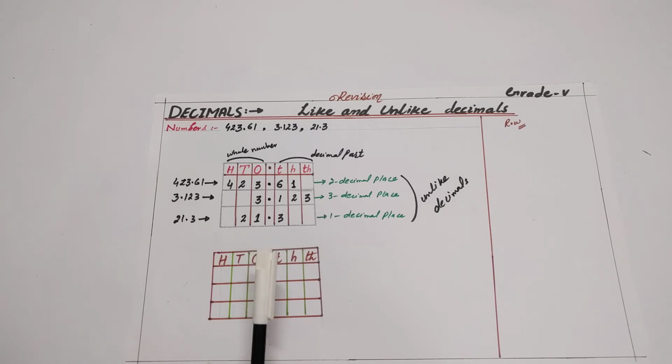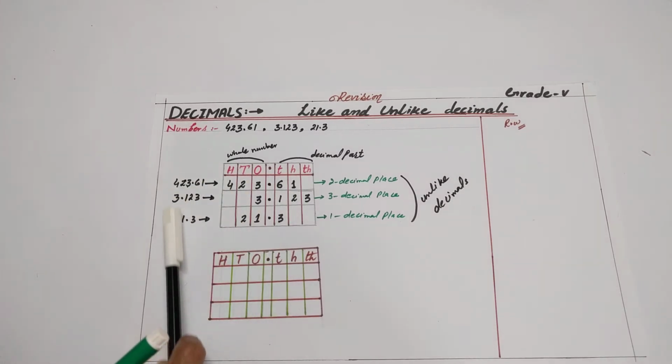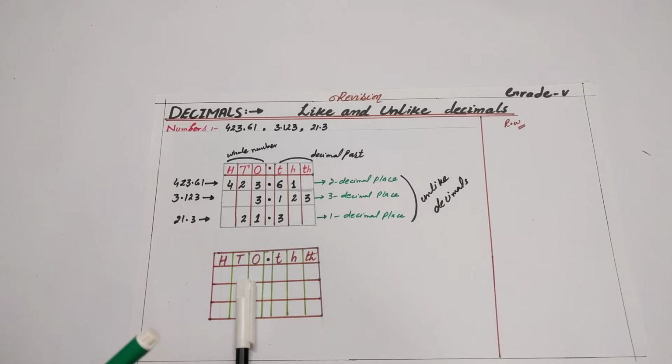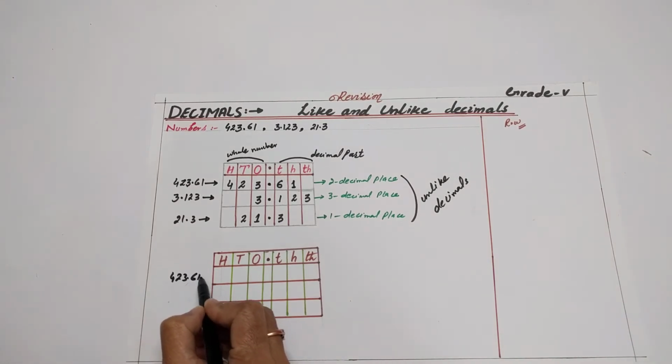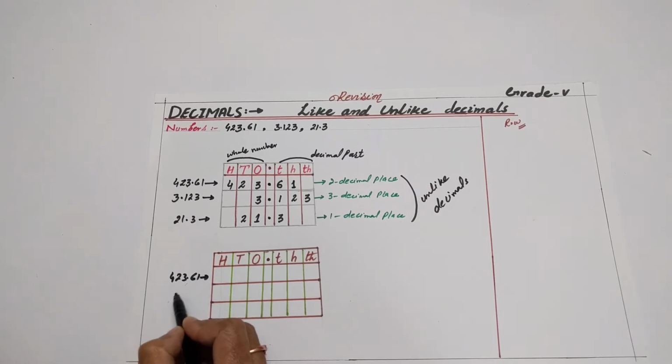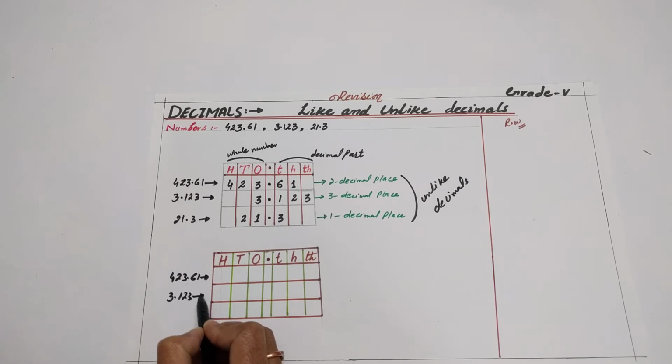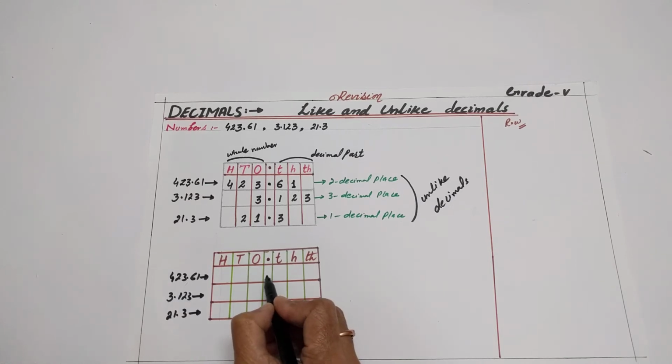Now I will convert these unlike decimals into like decimals. So let's start. What was our first number? Our first number was 423.61. Second number is 3.123. Third number is 21.3. So let's start.